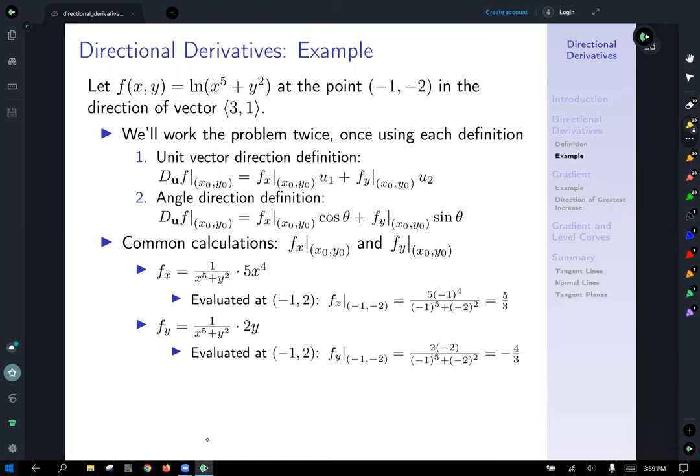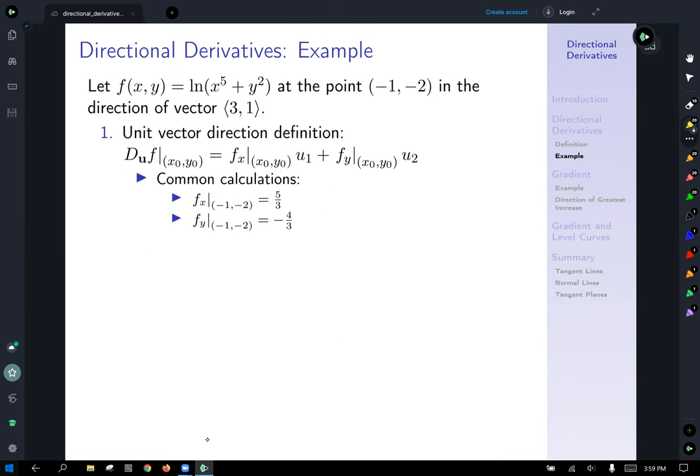Similar logic, taking the partial derivative of ln of x to the fifth plus y to the second with respect to y gives us 1 over x to the fifth plus y squared, times 2y, which when we slap in our input point gives us negative 4 over 3.